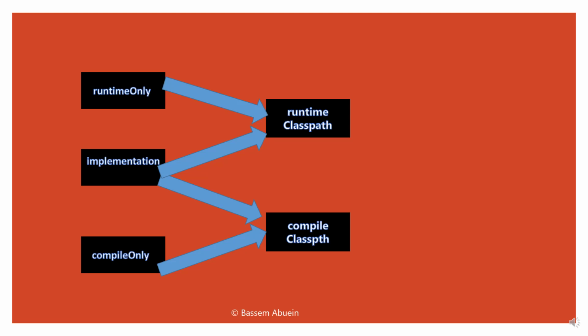We have three options to configure our class path using the Gradle Java plugin configuration: runtime only, implementation, and compile only. In the runtime only, we set the dependency on the runtime class path only. In the implementation, we set the dependency on both the runtime and compile class path. And in the compile only, we set the dependency on the compile class path only.